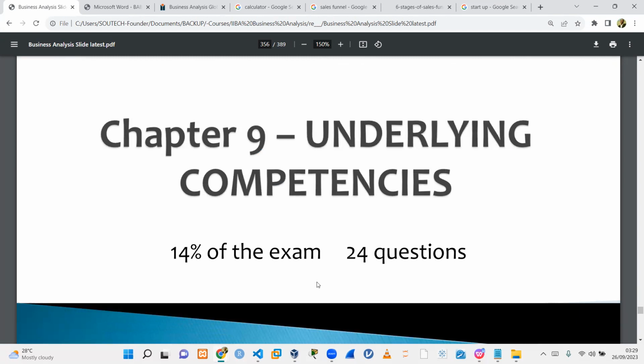In the next series, we're going to be looking at underlying competencies. This is very key because there is a skill set that a business analyst should have, and we're going to be considering that last. What are some competencies? What are some kinds of skill sets that you need to have to become a better BA?